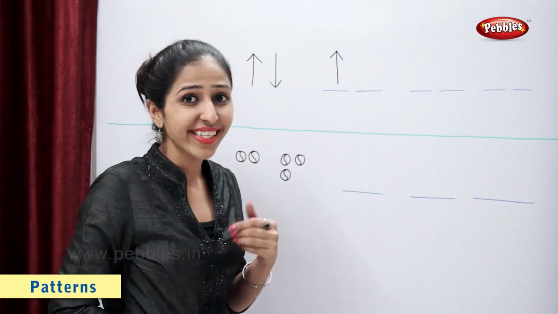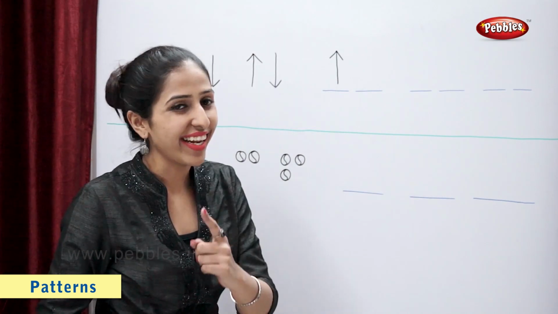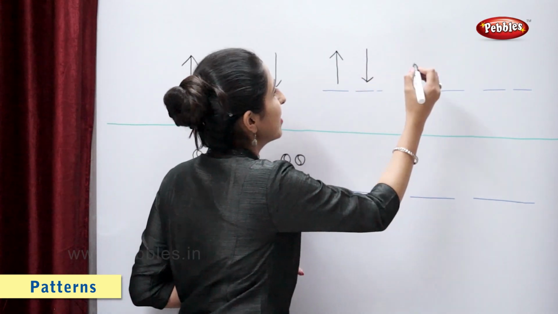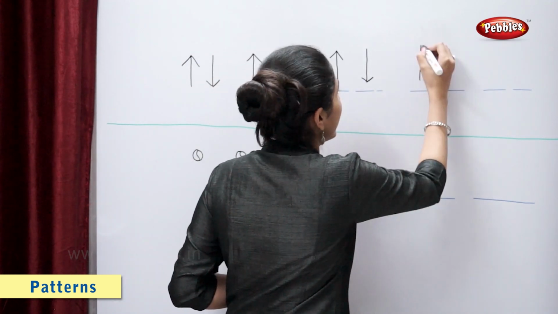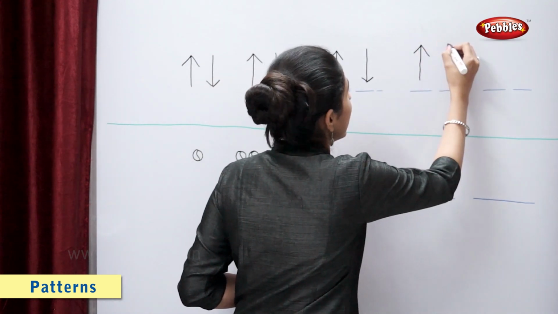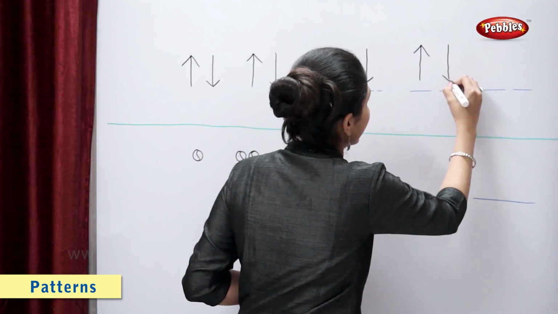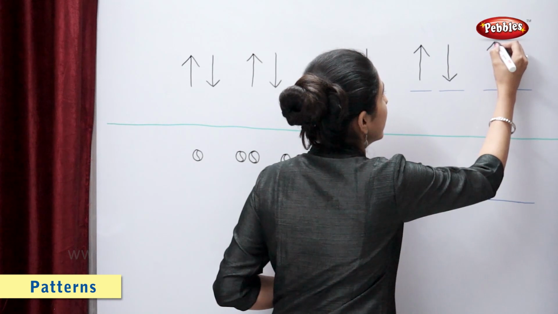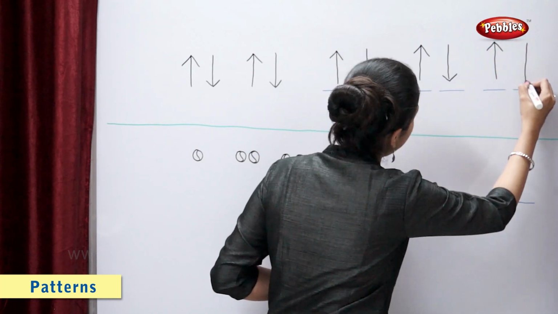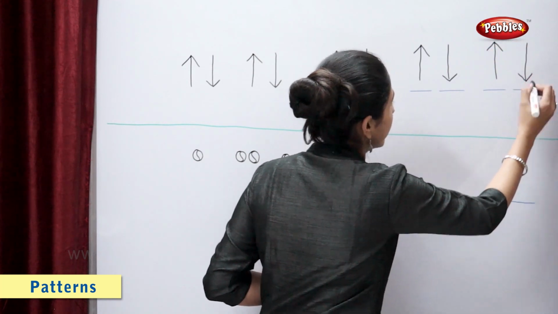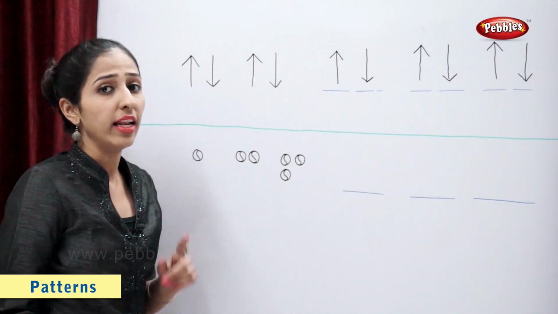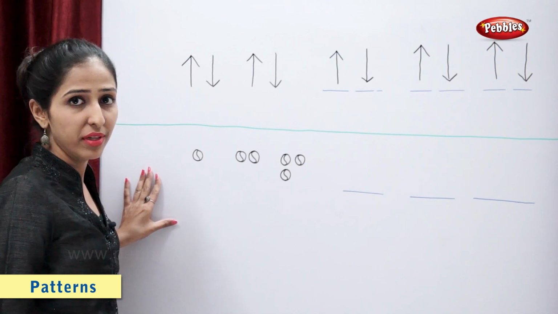What is next? Correct. A down arrow. Up arrow. A down arrow. Up arrow. And a down arrow. So this is a pattern. Let us take one more example.